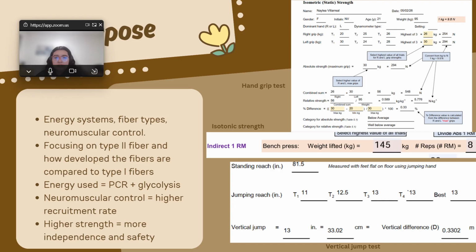Over here, I did three tests. I used the hand grip test, which I scored well below average. For the isotonic test, I actually have higher strength in my legs because instead of using the bench press, which is the direct test, I did 145 kilograms. For the vertical jump, I tried to reach around 33.02 centimeters, which is around 1 foot.